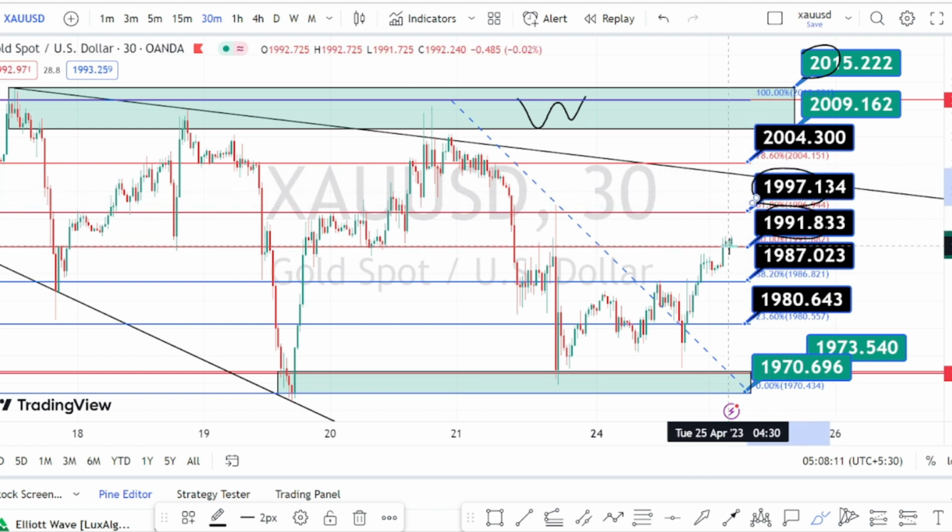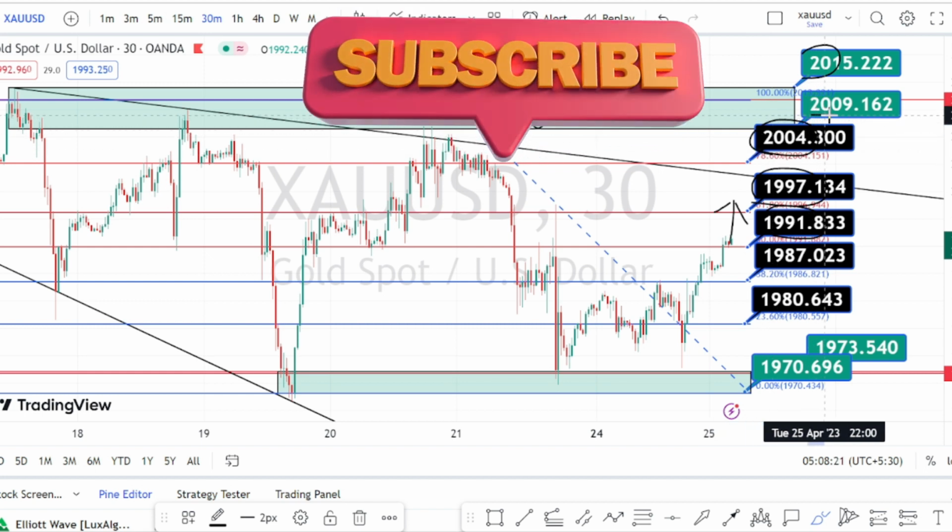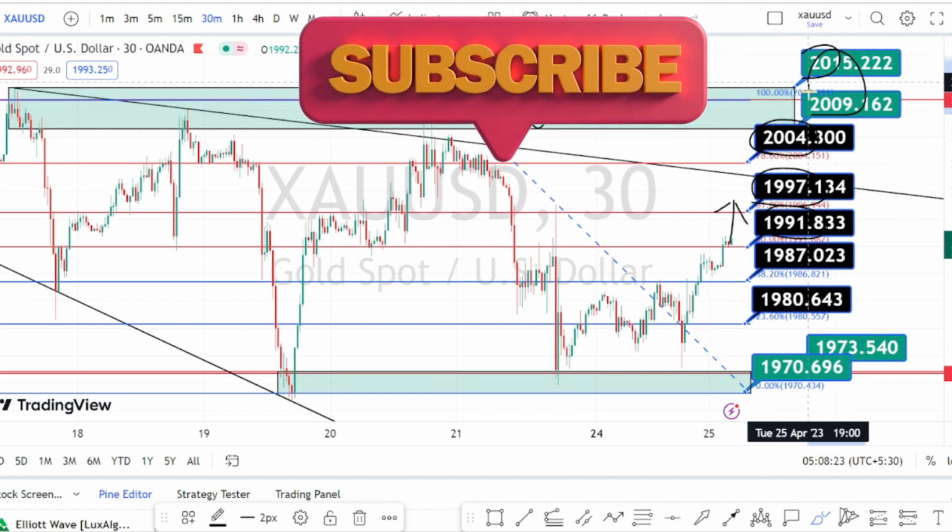1997. Once the price action breaks this resistance level of 1997, the next level of resistance is going to be around 2004, and the resistance zone between 2009 to 2015.